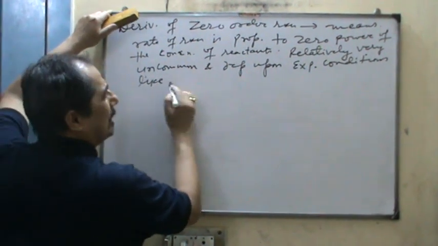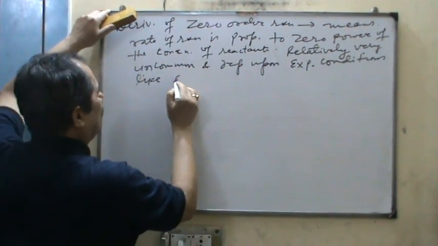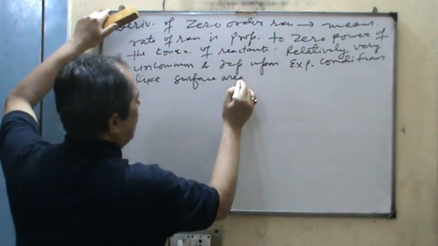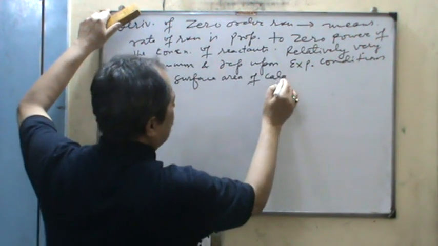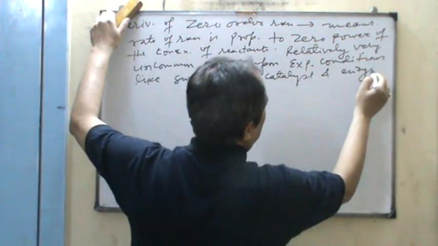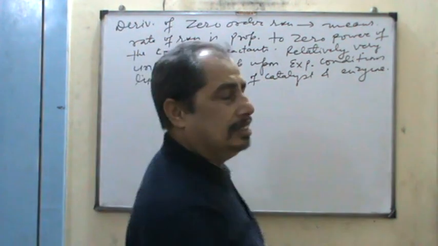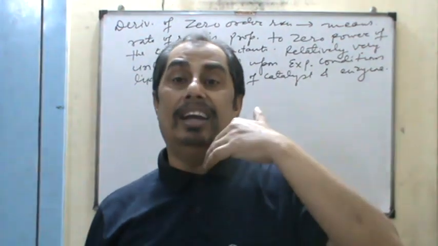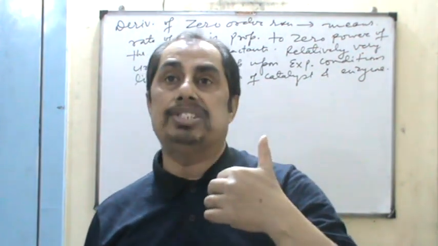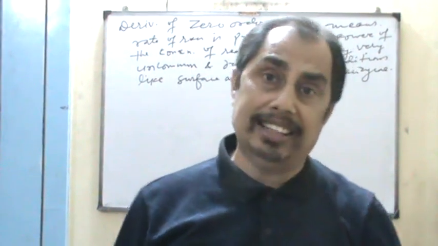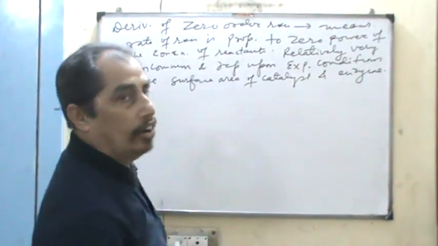like, you can say, surface area of catalyst and enzyme. In this way we can say those reactions which are catalytic as well as enzymatic reactions are in this category. Categorically they are called zero order reactions.